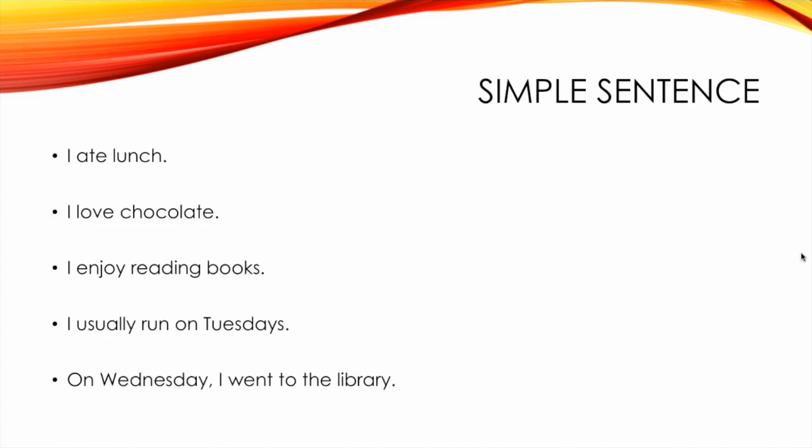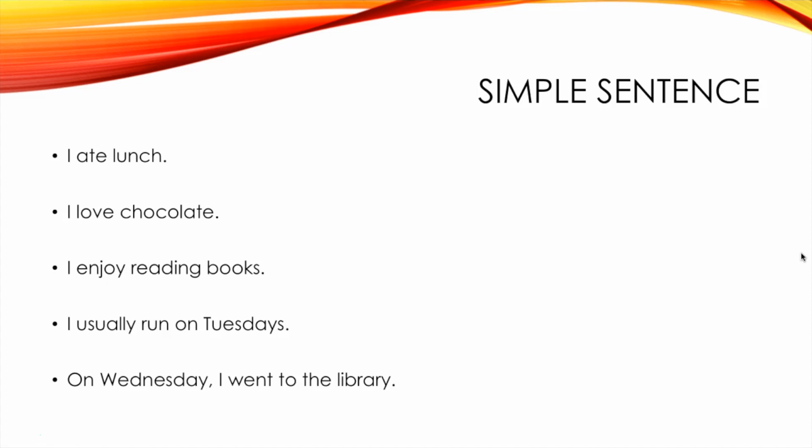Let's look at some other examples. So simple sentences, these are fairly easy, right? We have our subject and our predicate. I ate lunch. It's a complete thought. I love chocolate. I enjoy reading books. So now we have I usually run on Tuesdays. So now we add an adverb, usually, just between I and run. So we could say I run on Tuesdays.